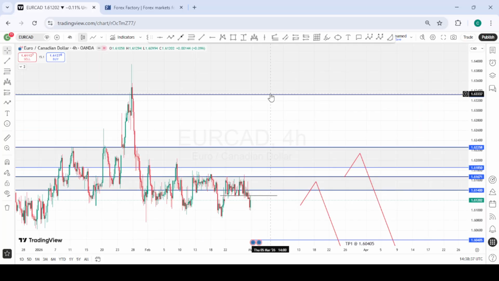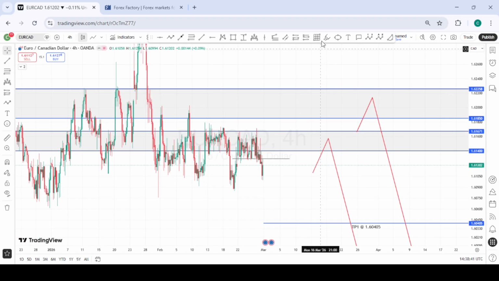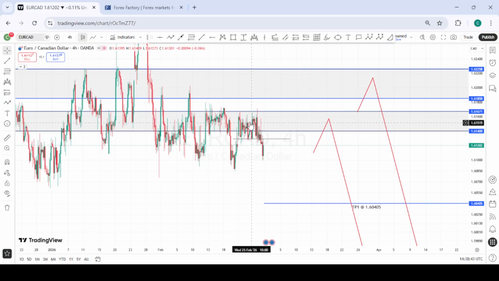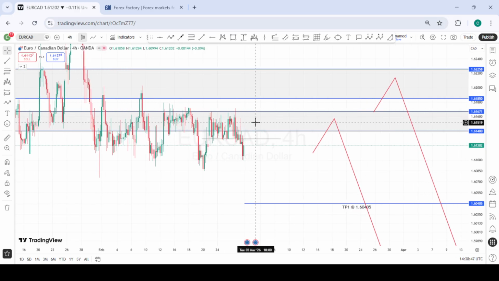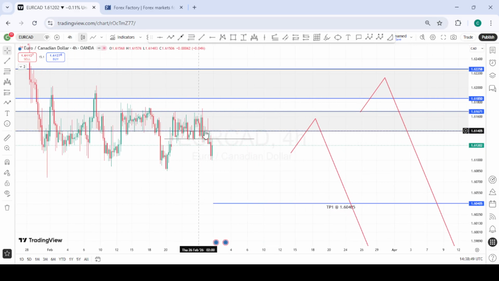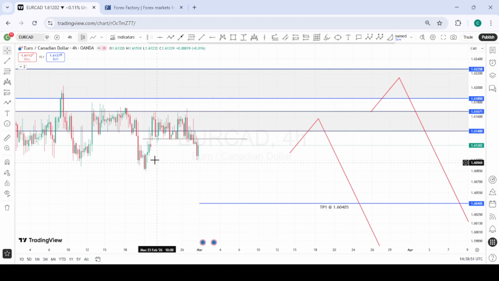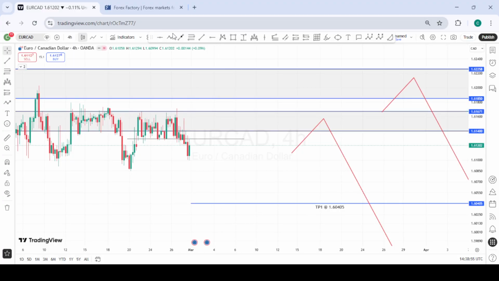This is EURCAD. We anticipated that price was going to pull back to the area of interest to give us selling confirmations. Price pulled back and has given us something like a double top or a triple top formation around the zone, and we currently have a break of the neckline of that reversal pattern. So going into next week, we'll be looking forward to a possible pullback to retest the neckline of this double top or triple top, and we'll look for selling opportunities to the downside.